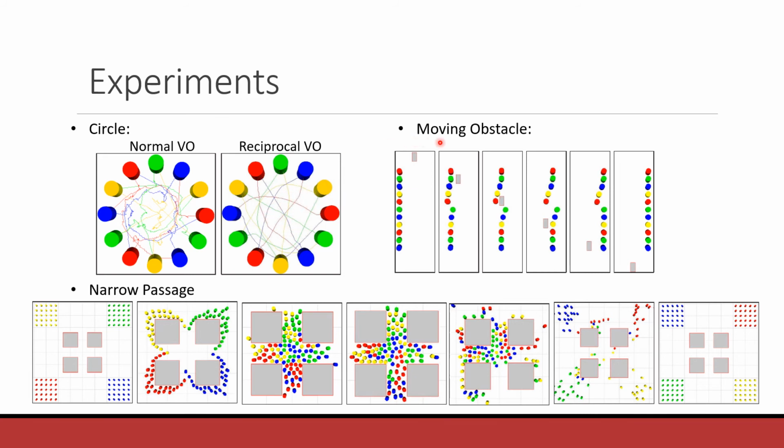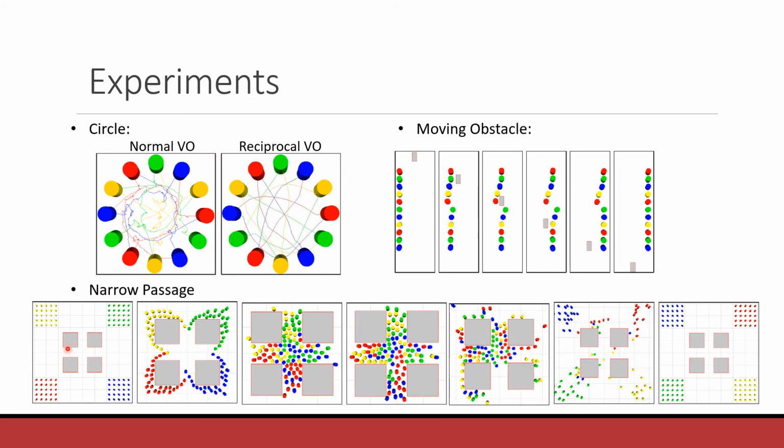The second experiment which they performed was on a moving obstacle. Here this gray box is the car, and these are people moving in a straight line. They're trying to go from the left to the right, and we can see how they are avoiding the car as well. And here the car is considered to be a high-speed obstacle.